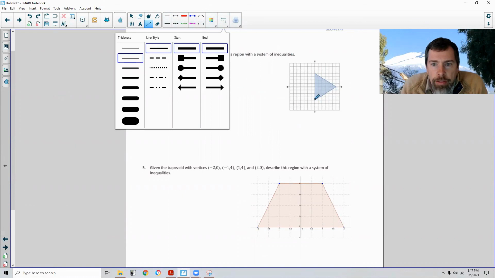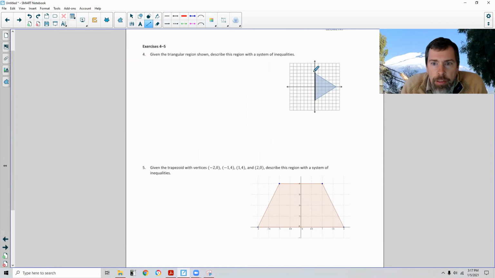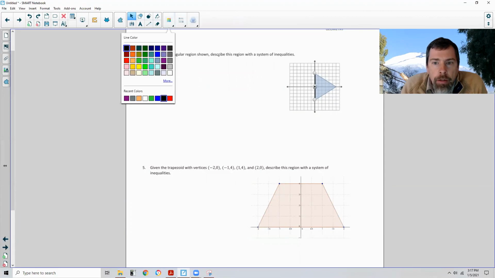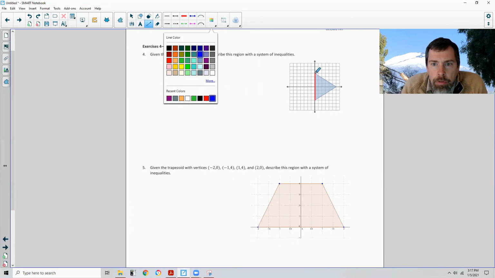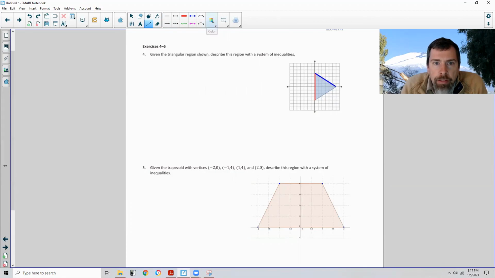So if I choose a segment from here to here, and let's make that something other than that color. How about red? Okay, and then I draw another segment and we'll make it blue from here to here. And then finally one that is, oh, I don't know, green. I'll use green, I guess. How about this green?